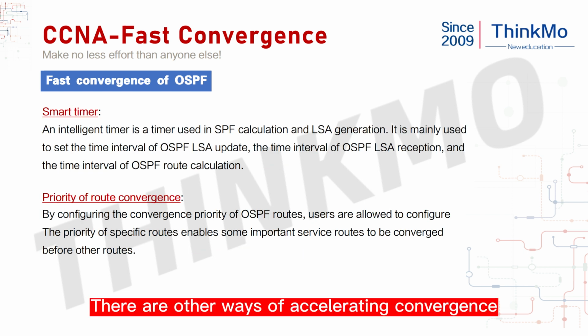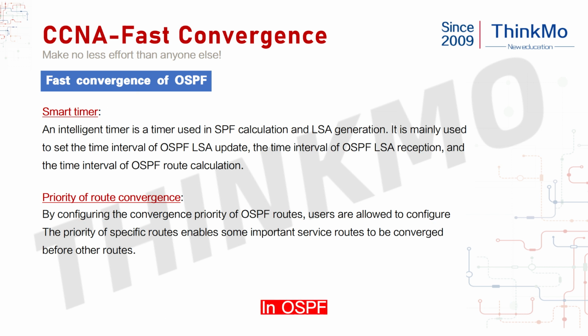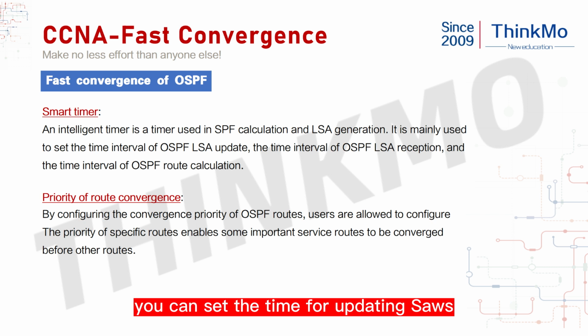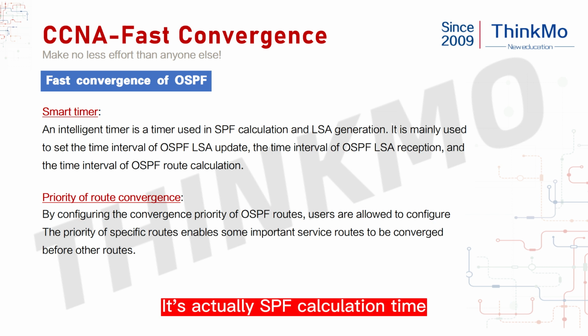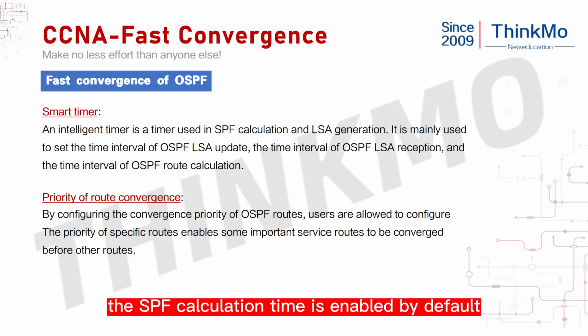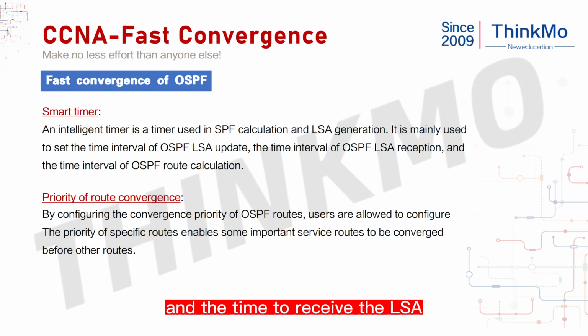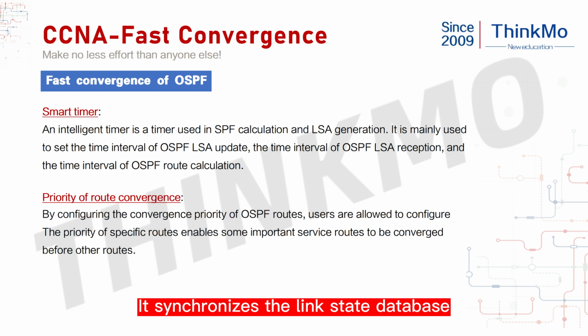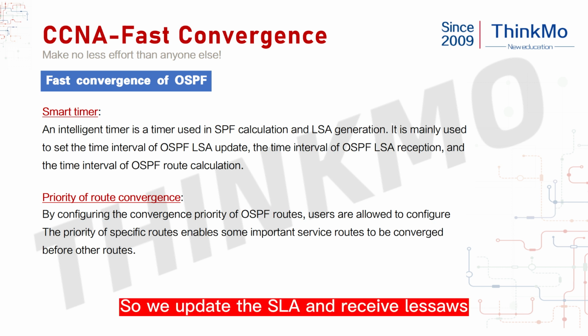There are other ways of accelerating convergence. For example, an intelligent timer in OSPF. You can set the time for updating LSAs and the time for receiving LSAs. It's actually SPF calculation time. The SPF calculation time is enabled by default. Then update LSA time and the time to receive the LSA, what does that mean? That's OSPF. It synchronizes the link state database. So we update the LSA and receive LSAs.